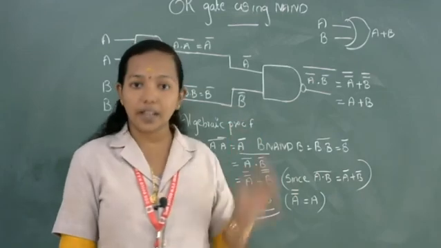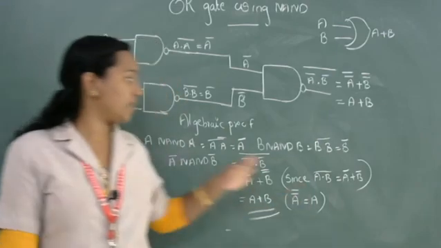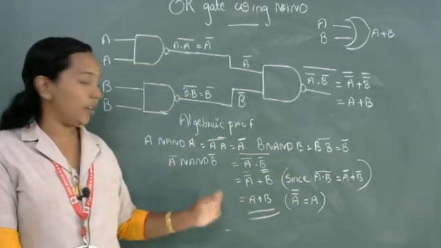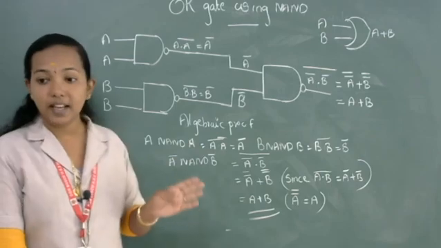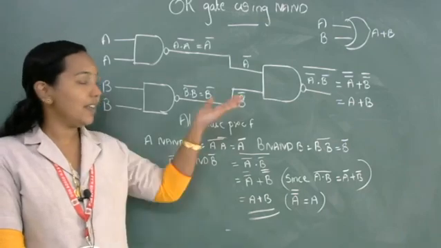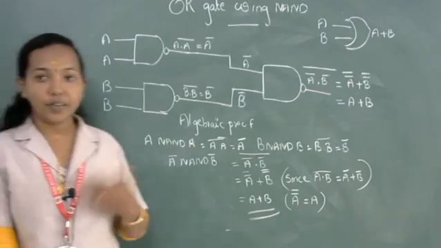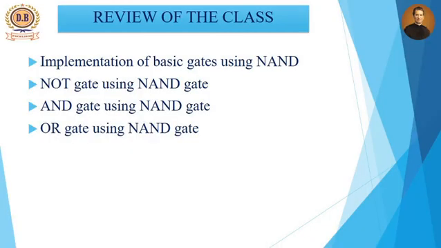If you want to draw the circuit diagram along with the algebraic proof, it is a very important question. The algebraic proof is already given on the board itself. So please write neatly in your notebook how the algebraic proof works and how we get the answer. Circuit diagram and algebraic proof are a must. Clear? So we will revise the topic that we studied, implementation of basic gates using the NAND gate. First, NOT gate using NAND gate, circuit diagram and algebraic proof. AND gate using NAND gate, and last one OR gate using NAND gate.